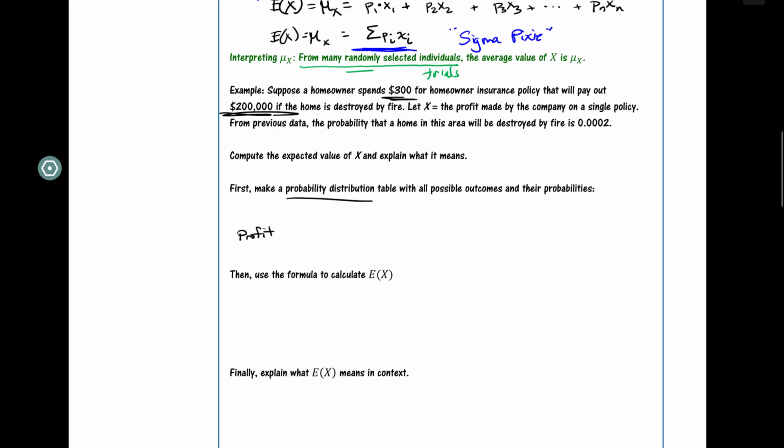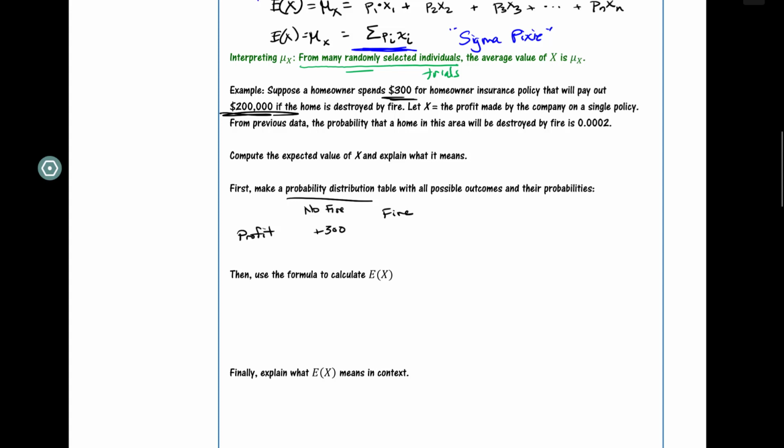Now, we can earn $300 if there is no fire. So the company is going to make $300 if there is no fire. However, every now and again, in very rare circumstances, there will be a fire that will destroy the home. And that means the company is going to have to pay out $200,000. So does that mean their profit is negative $200,000 in the case of fire?